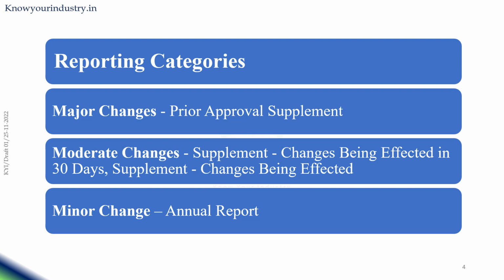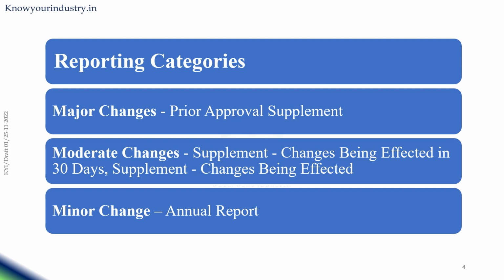Last category is minor change. A change that has minimal potential to have an adverse effect on the identity, strength, quality, purity, or potency of the drug product. The applicant must describe minor changes in its annual report. So, minor changes we submit in the form of annual report.